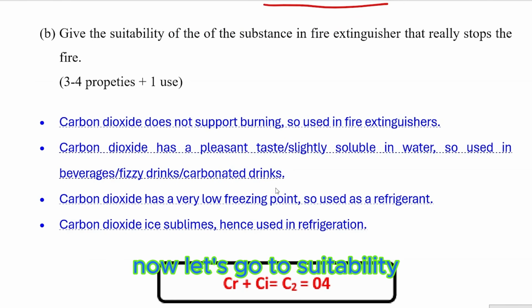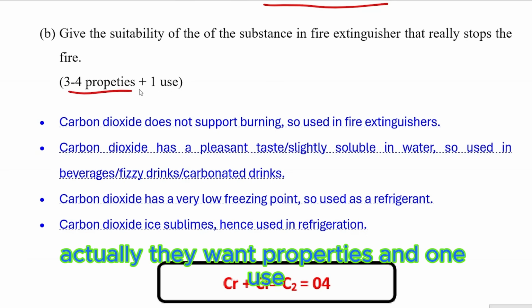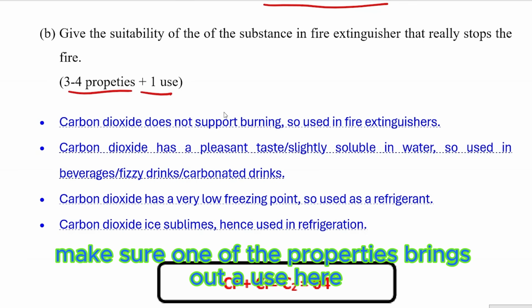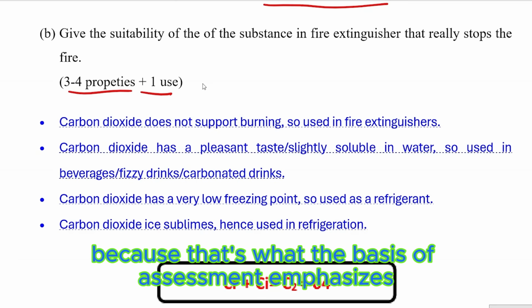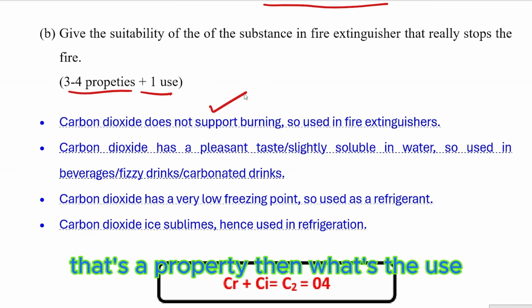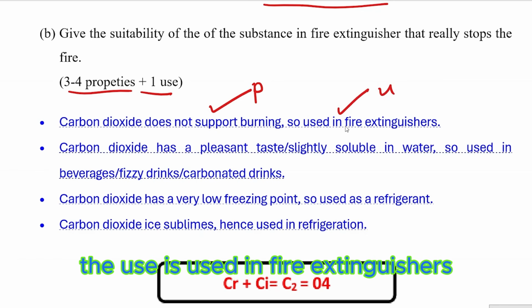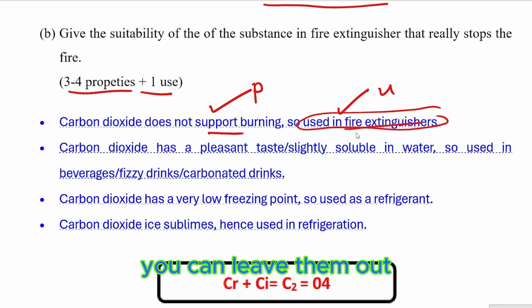Now let's go to suitability. When they ask for suitability, actually they want properties and one use. Make sure one of the properties brings out a use here. It's better that way, because that's what the basis of assessment emphasizes. Let's see this. Carbon dioxide does not support burning. That's a property. Then what's the use? The use is used in fire extinguishers. So this use is the only one that's important. Other uses you can leave out.